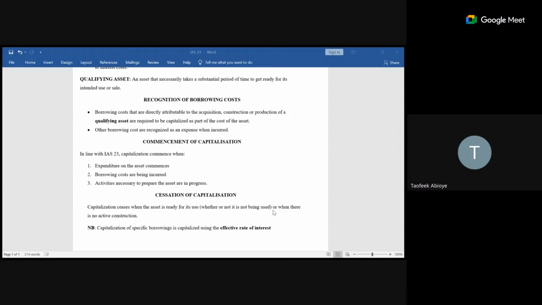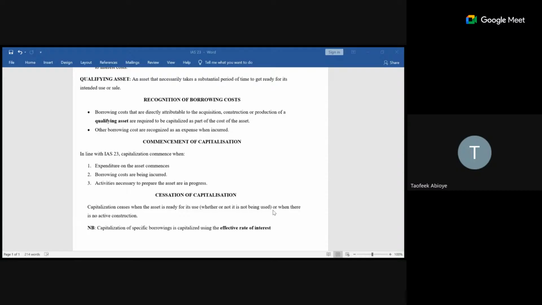So since they have given us the certificate that now you can use, what IAS 23 is now saying is that immediately you are able to use it, your capitalization should stop. Because that capitalization is like a relief to you. It's like an income. That borrowing cost is what you're supposed to expense. Do you know that when you expense a material or an item, it reduces your profit?